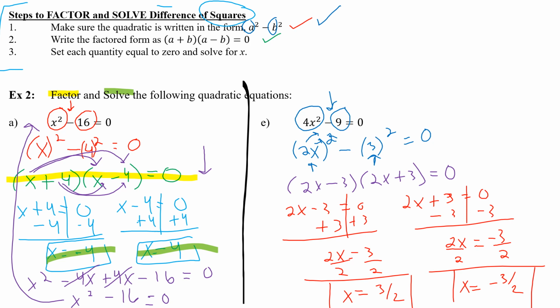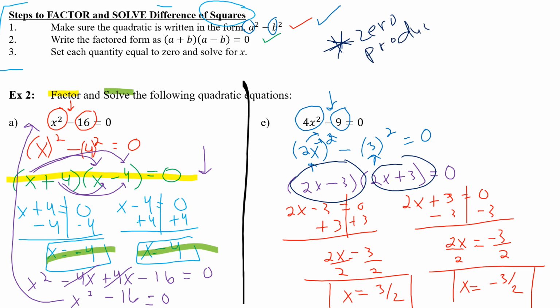Okay. Now, the one thing I forgot to mention, and I should have mentioned in the first example, is why we set each one of these equal to 0. That's what we call the zero product rule. Which says, let's say I have A times B equals 0, right?